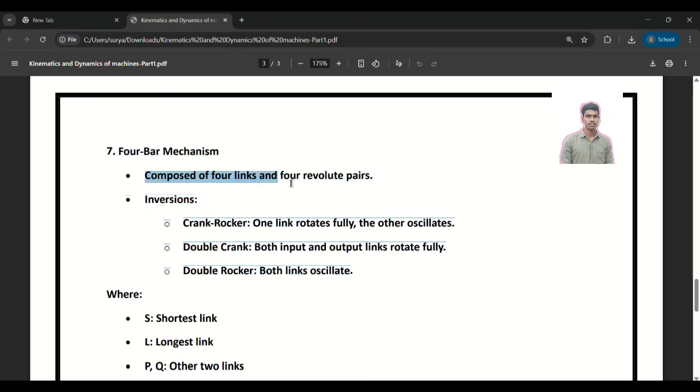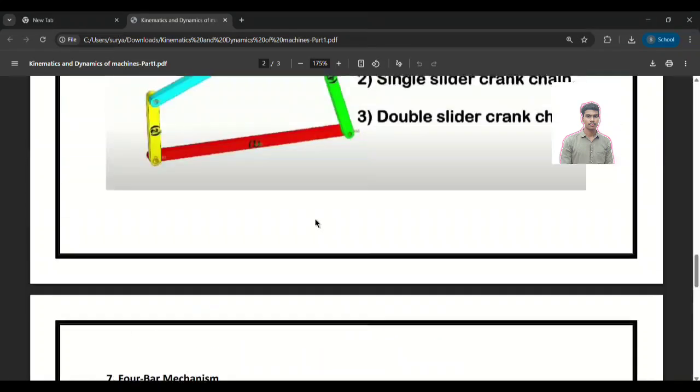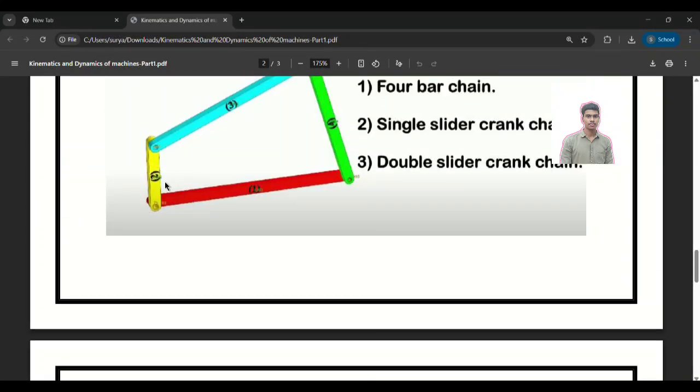A four-bar mechanism has four links, four turning pairs, and three inversions. In the crank rocker, one link rotates fully and the other oscillates. This is said to be a crank rocker. It occurs when the link adjacent to the shortest is fixed. Adjacent to the shortest means either this third one or this first one.